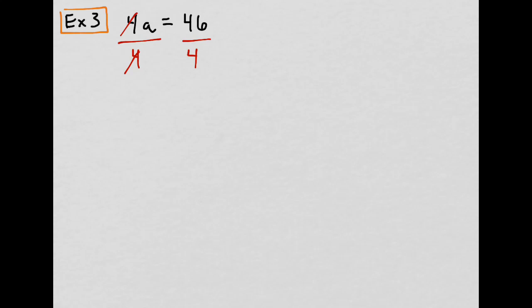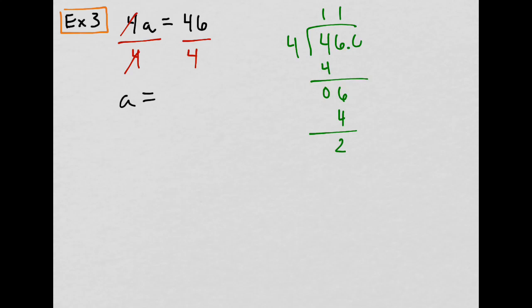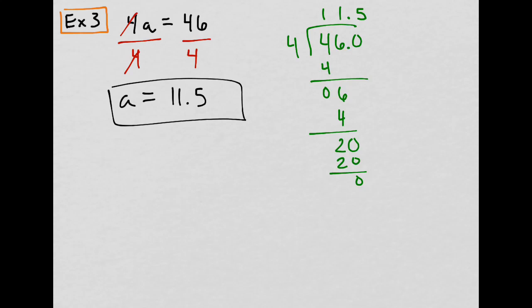So a equals 46 divided by 4. That would be 1, 4, and then nothing, and then 6, 11, 4, that's a 2. I have to put a decimal there. 5. And so I have 20, 0. Okay, so I get 11.5. So even if you don't know, you can still do it and then figure it out.